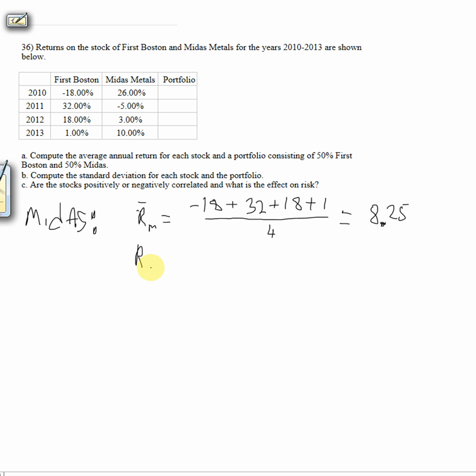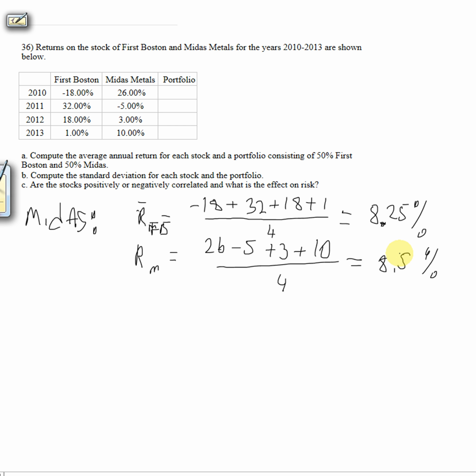Now average return for, sorry, this is First Boston, wasn't it? Yeah, the Midas is now this column, basically the same thing. Very easy question. Plus 3 plus 10 all over 4, and that is something like 8.50. Right, so these are average returns.